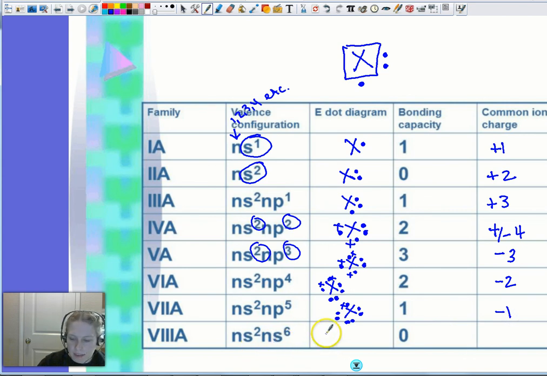s2 np6, this would be like our neon. We're going to fill in the s. 1, 2, 3, 4, 5, 6. This has 8. That's our octet. It's stable. It doesn't want to bond with anything. It doesn't have any charge. And these are our noble gases. So hopefully this is coming back to you.